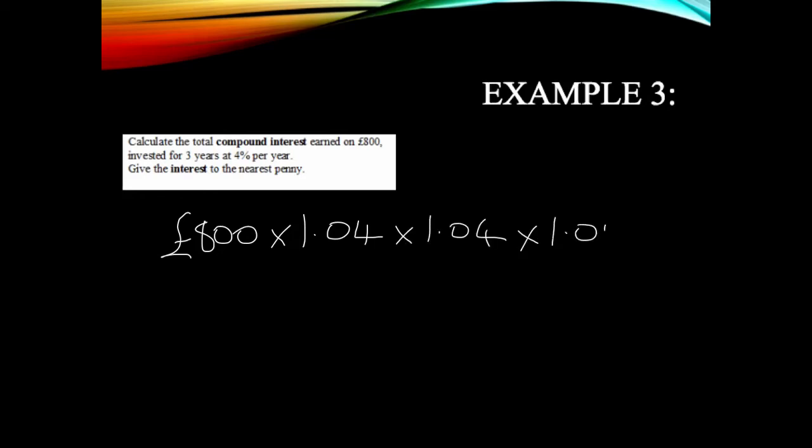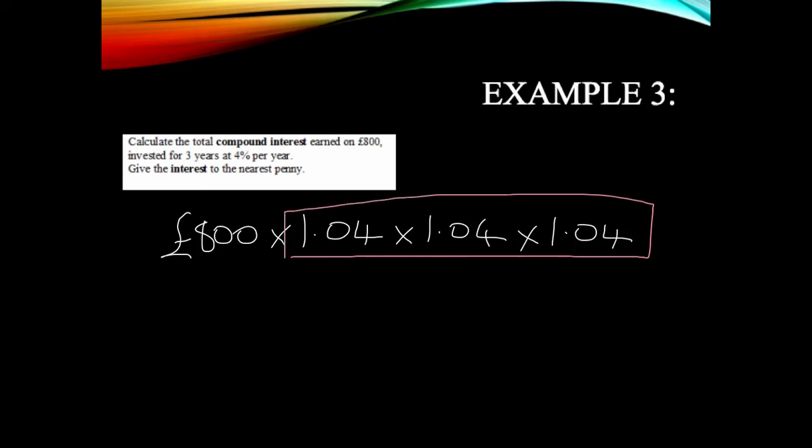So here we start off with £800, and we're going to get 4% each year. So we're timesing it by our multiplier, 1.04, and we're going to do that 3 years. So times 1.04 times 1.04. Now, if you've spotted this, you might think, do you know what? Why don't you just change all that to a power? And I will. Let's do this. 1.04 times 1.04 times 1.04 is the same as 1.04 to the power of 3, or cubed.